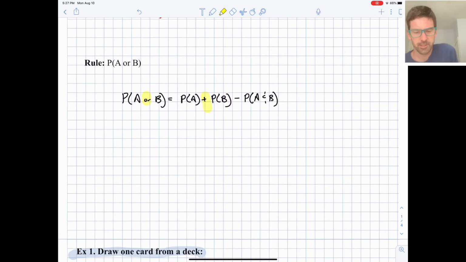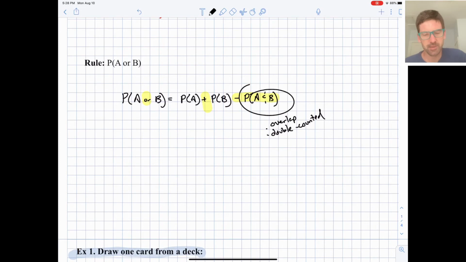But then why do we subtract this off? Okay, so this piece is what I call the overlap, or it's what was double counted. There might be something that showed up in A and also showed up in B, and we counted it twice. So let's subtract one of them away so we're not double counting something. And we'll look at an example for that as well. Okay, but that's our formula right there.